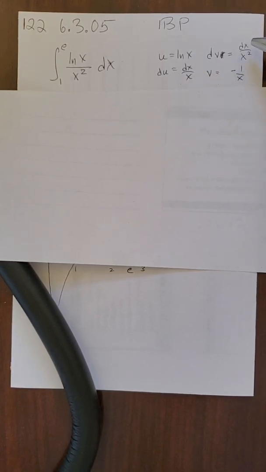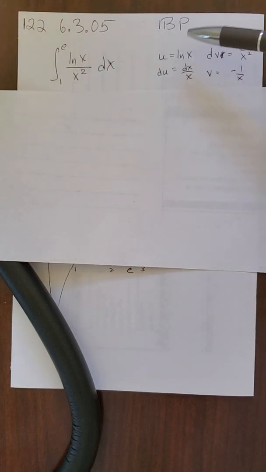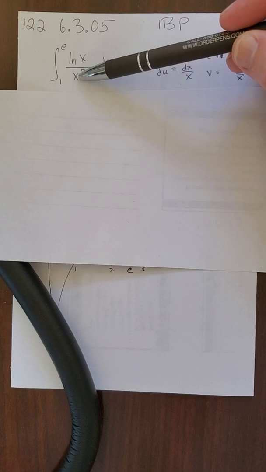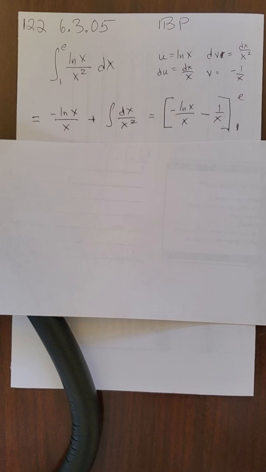Anyway, dv is now equal to dx over x squared. So I have my u and my dv. Now, du is dx over x, and v is negative 1 over x. I want you to figure out where that comes from. That's using the power rule of antiderivatives.